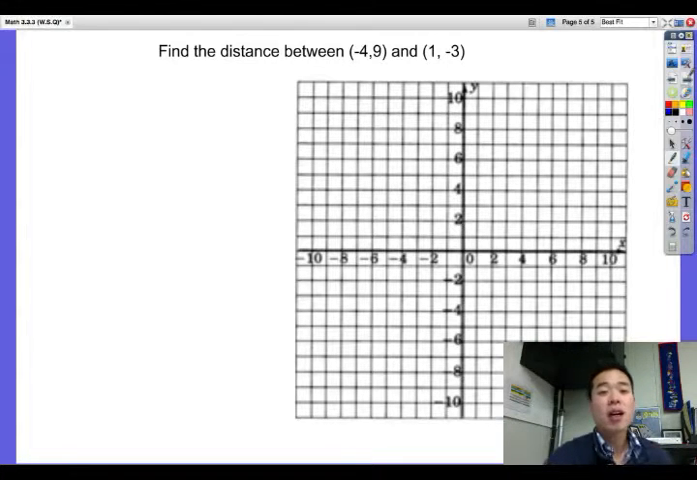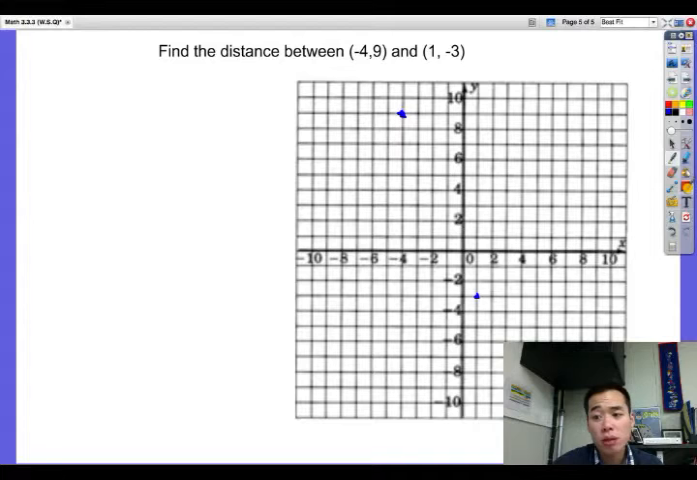Alright, so now let's talk about a more complex question. They will often ask you to find distance on the coordinate plane. So there's a reason why I haven't really talked about slope, because you don't use slope to find distance. You use slope to find one point to the other. So find the distance between -4 and 9. So I'm going to go -4, I'm going to go up to 9. I'm going to plot this point right here. And 1 and -3, which is right here. So what you need to do is you need to find the distance between these 2 points.